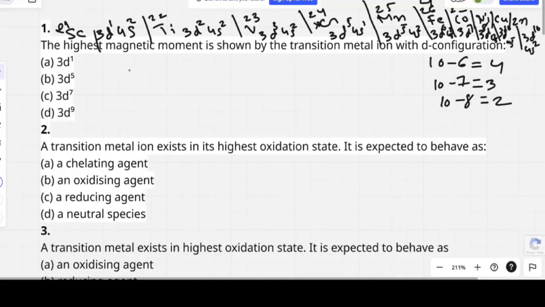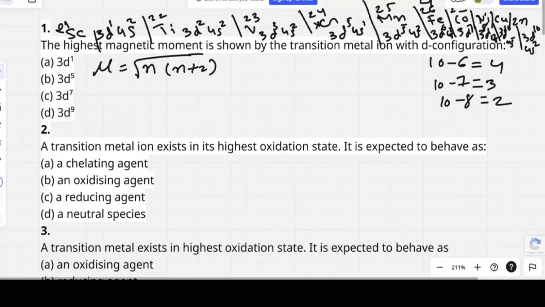First, I read the question. The highest magnetic moment is shown by the transition metal ion with D configuration. We know that the magnetic moment mu depends on n, where n means the number of unpaired D electrons. The formula to calculate magnetic moment is mu equal to square root of n into n plus 2. If the number of unpaired electrons n increases, magnetic moment increases.